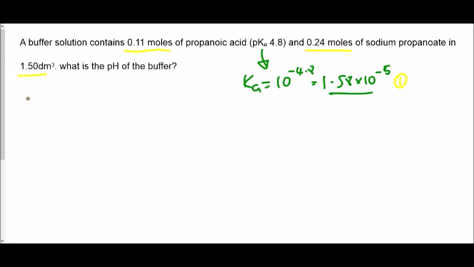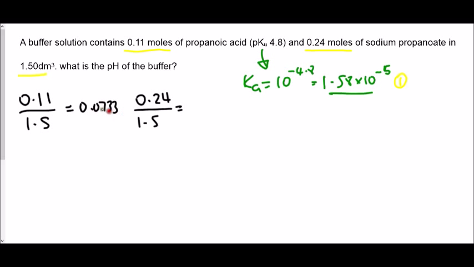So we need to convert these from moles into moles per decimeter or concentrations. So if I'm thinking I've got 0.11 moles in 1.5 decimeters, how many have I got in 1 decimeter? So I'm going to divide that number by 1.5, and I'm also going to do that to the conjugate base. Okay, so now we've got our 2 concentrations for the acid and its conjugate base. These are in moles per decimeter.